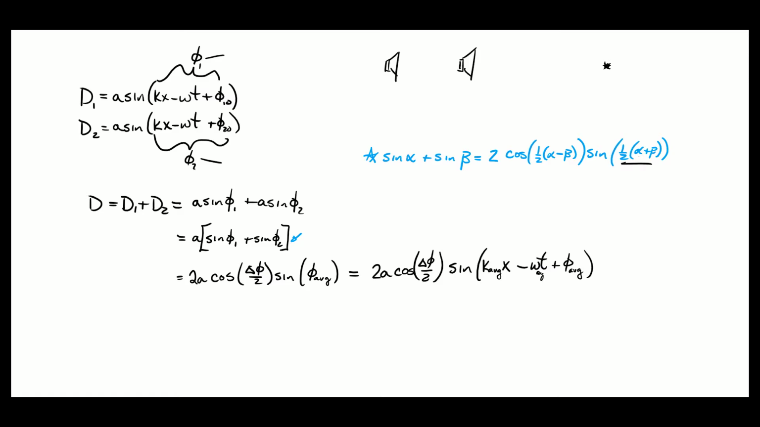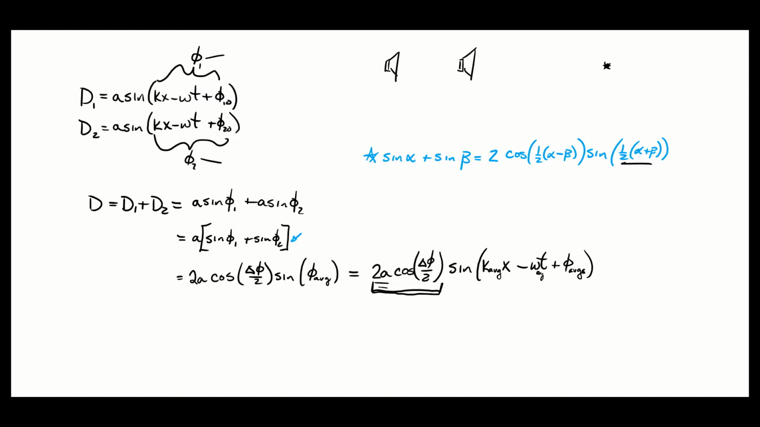So what does this look like? This actually looks like a wave with this being our amplitude, right? We have that sine of kx minus omega t plus phi naught. It should be average phi naught, where this is our amplitude, and it depends on the phase difference, right? This 2A cosine of delta phi over 2, the maximum it can be is that 2A we discussed when it's in maximum constructive interference, and the minimum it can be is 0, right?